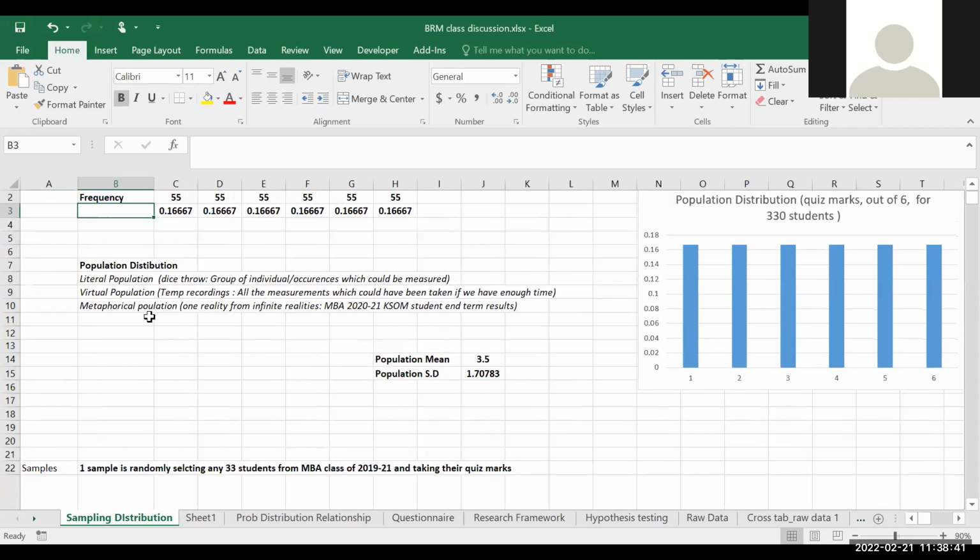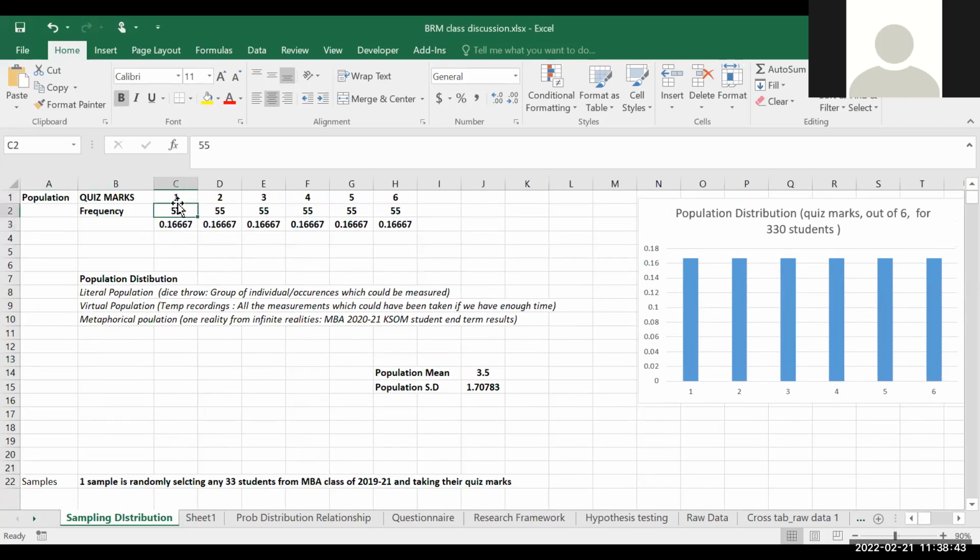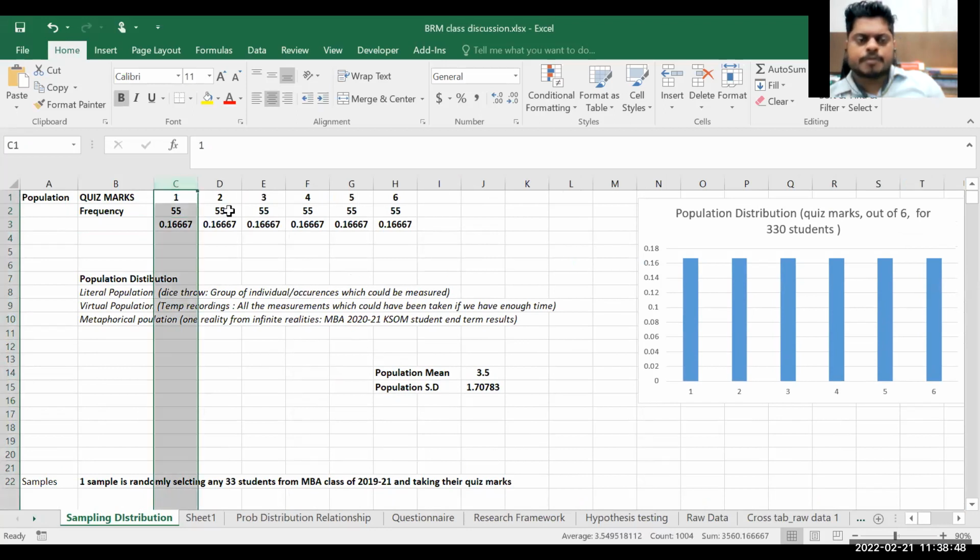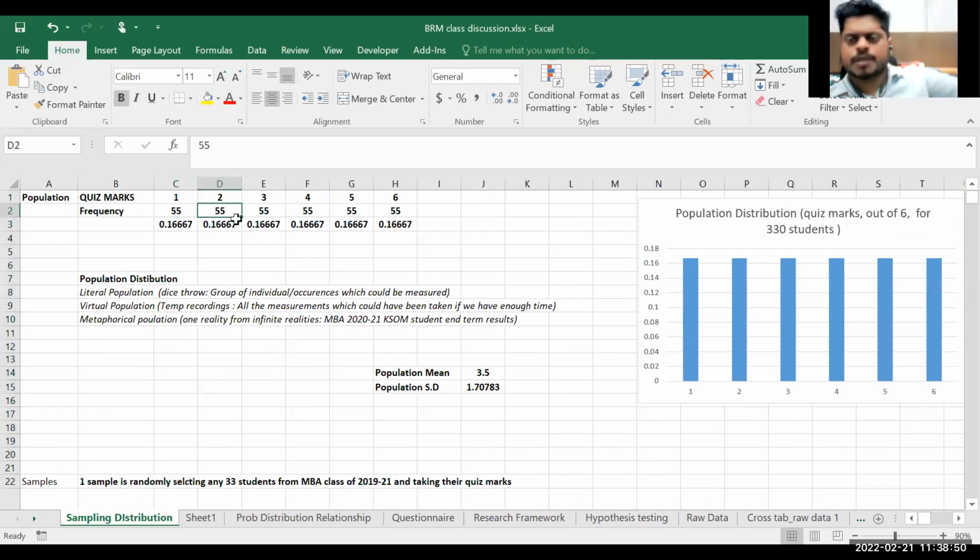So 55 students scored 1 mark. So total marks is 6. 55 students 1 mark, 55 students, equally, right? Because I'm just showing you some theoretical data. So 55, 55 like that. There are 55 students who scored 6, right?